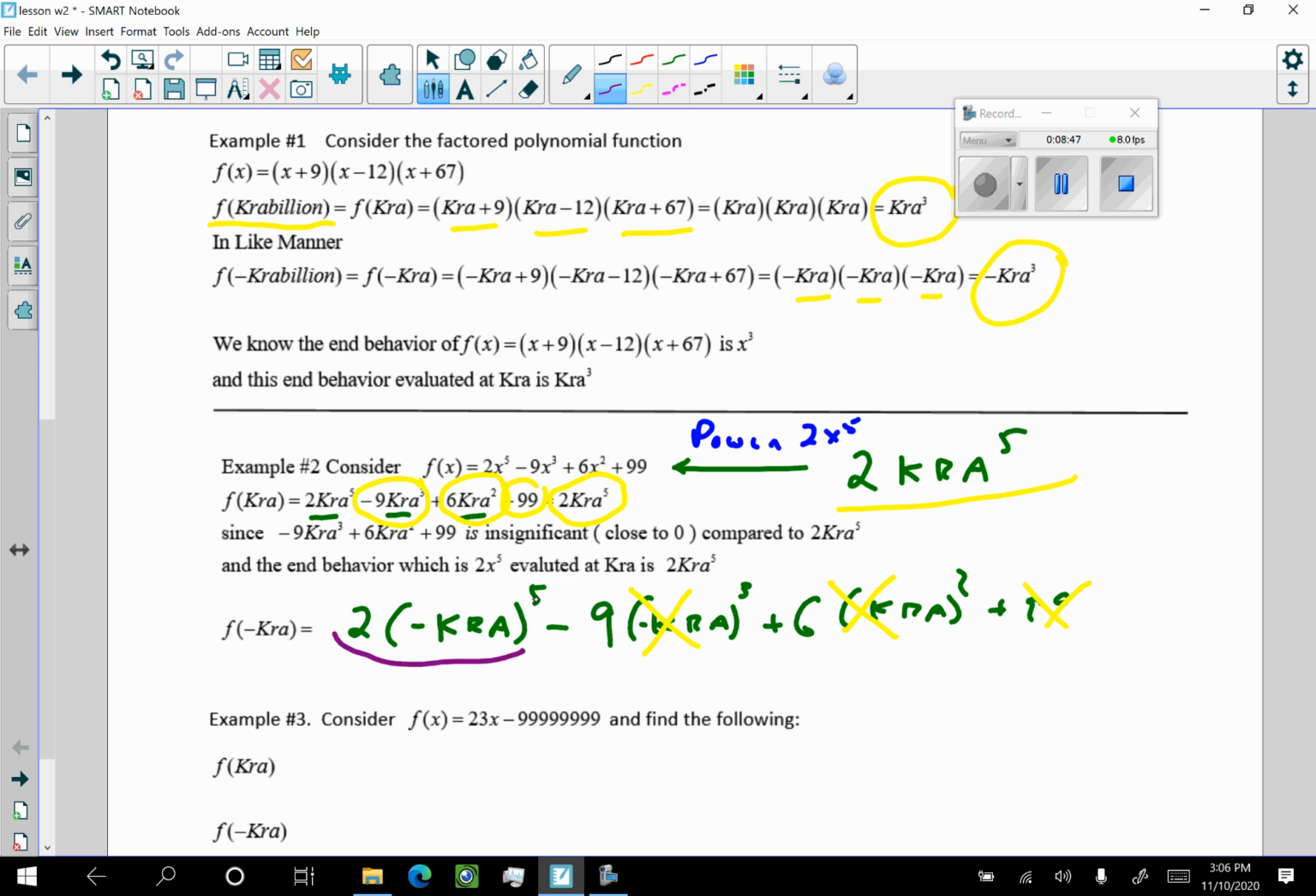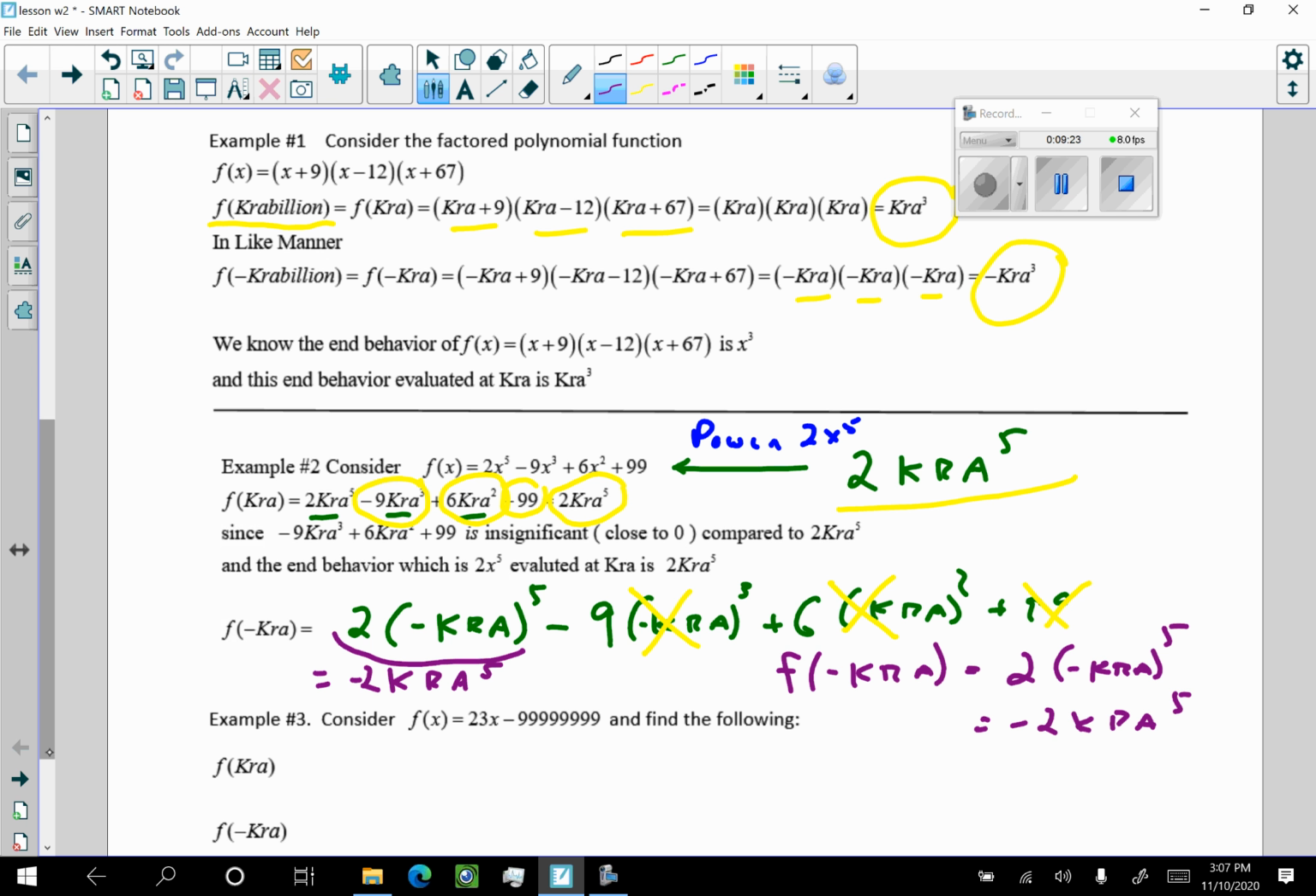And I have a negative number to the fifth power. That's going to be negative. So guess what this is? Negative kerbillion to the fifth power, which would be the power function evaluated at negative kerbillion. Just put it right into the power function. It's going to be 2 negative kerbillion to the fifth, which is negative, forgot my 2 right there. Negative 2 kerbillion to the fifth.